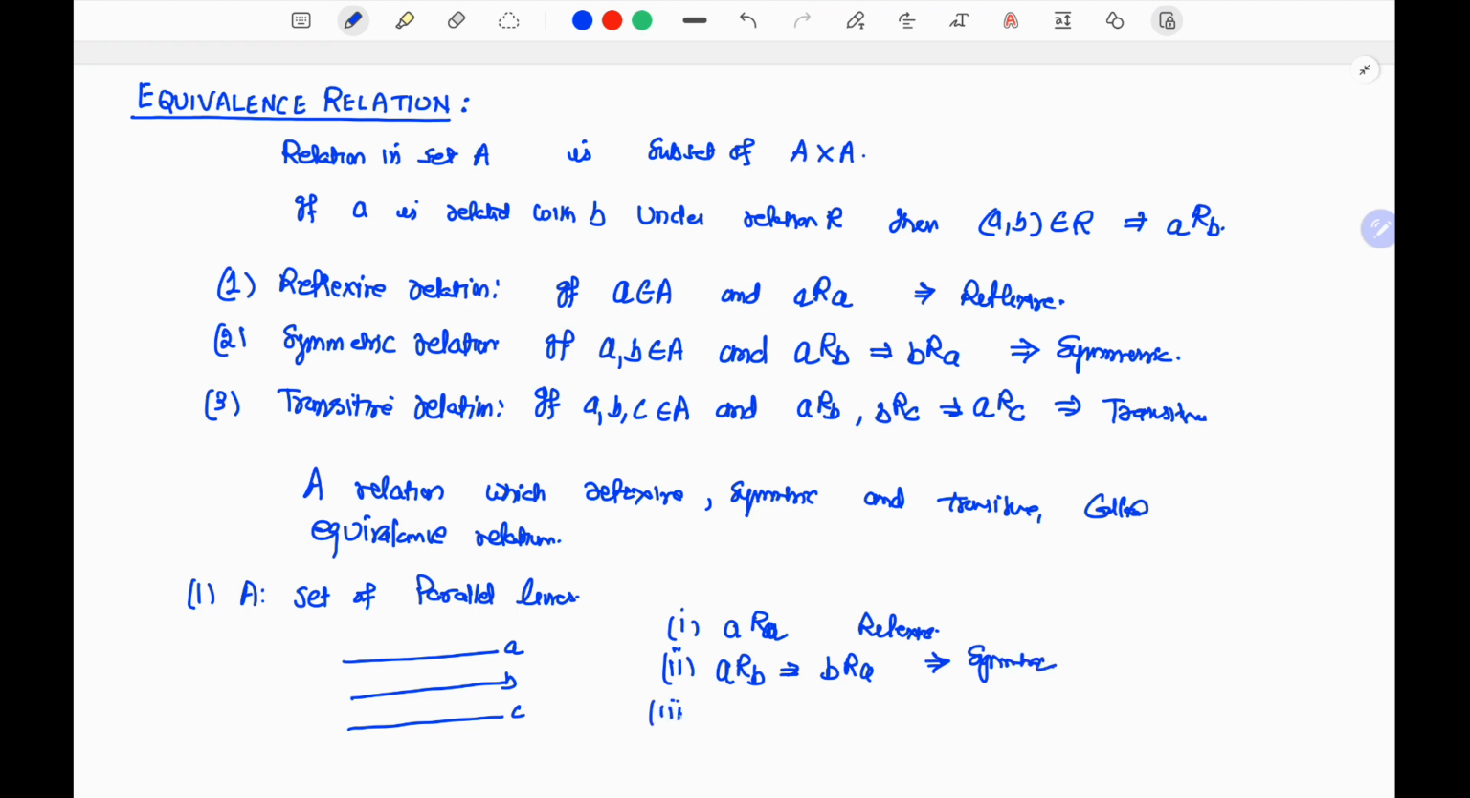And third one, a is parallel to b, so we write a is related with b. b is parallel to c, so we write b is related with c. This implies that a and c are also parallel, so we write a is related with c, and the relation is transitive. Because it has the relations reflexive, symmetric and transitive, the set has an equivalence relation.